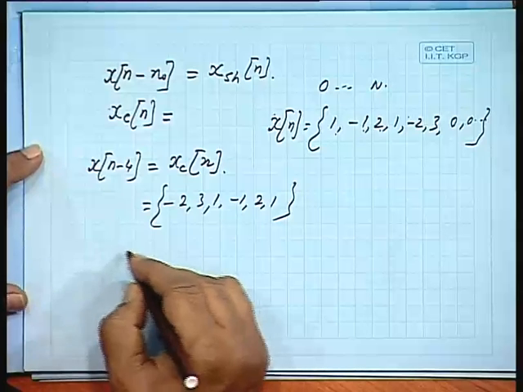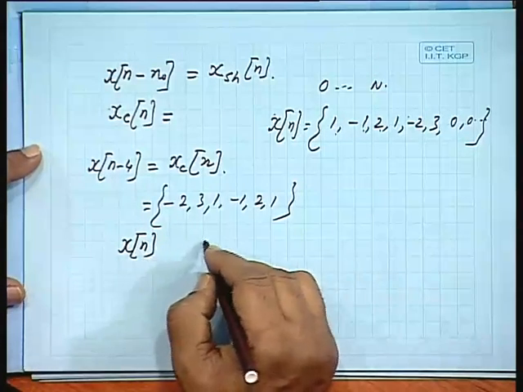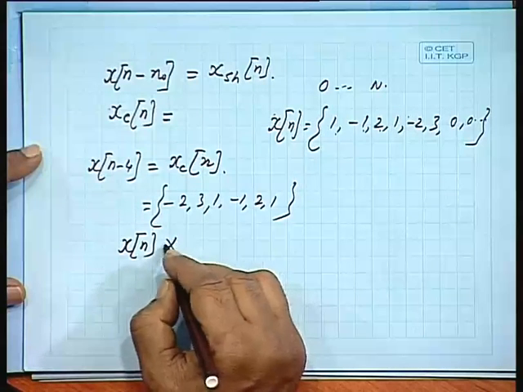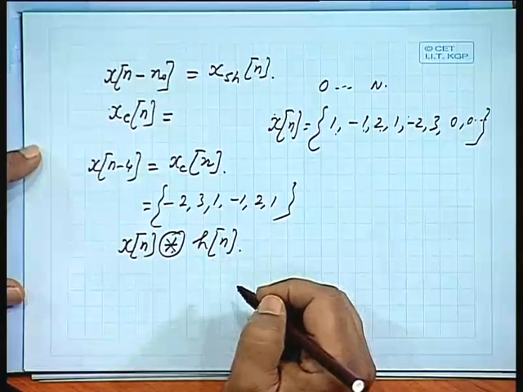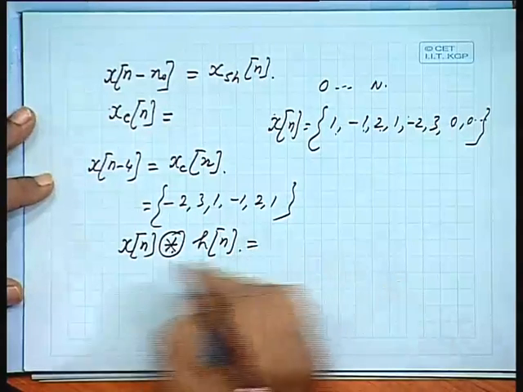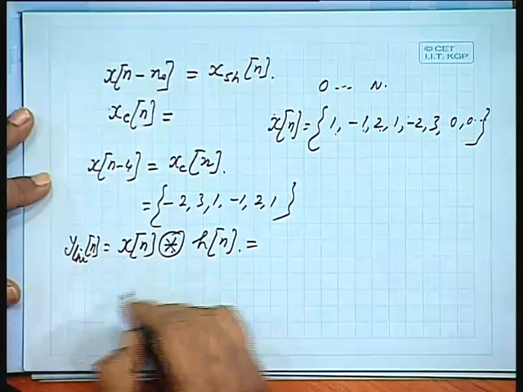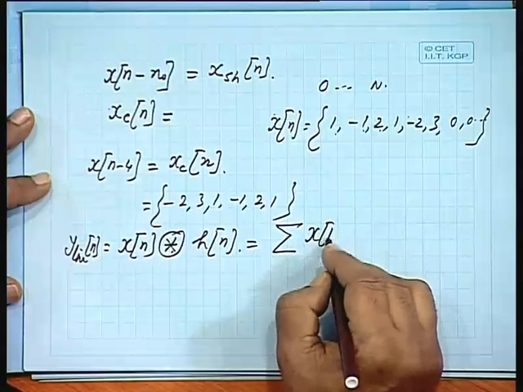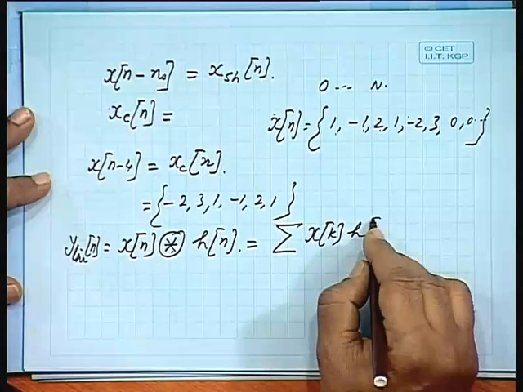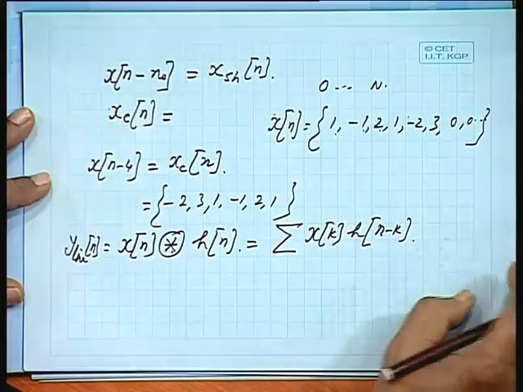In a linear convolution, say I have a sequence x(n), it is linearly convolved with another sequence h(n). So, y linear is the convolution of these, that means it is a summation of x(k) h(n minus k). Is that all right?